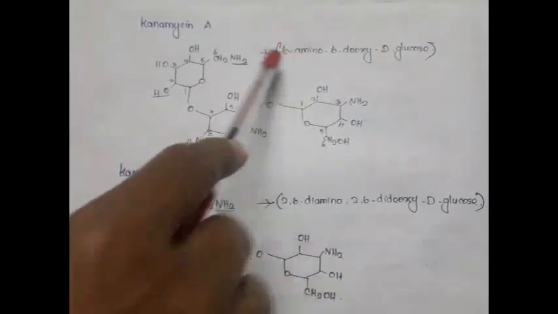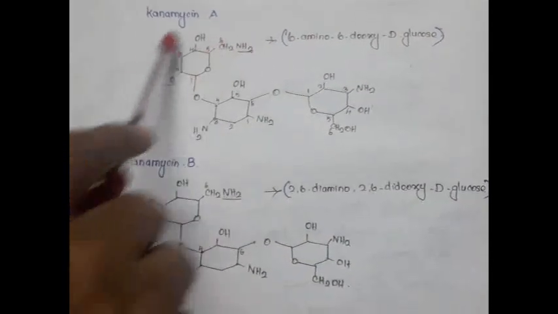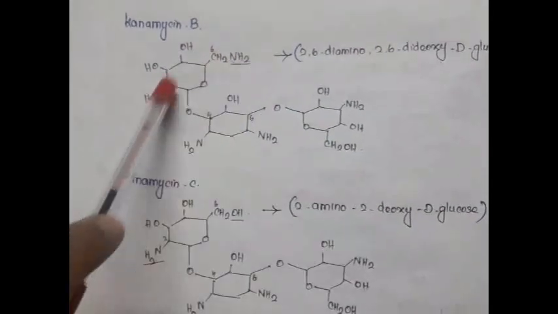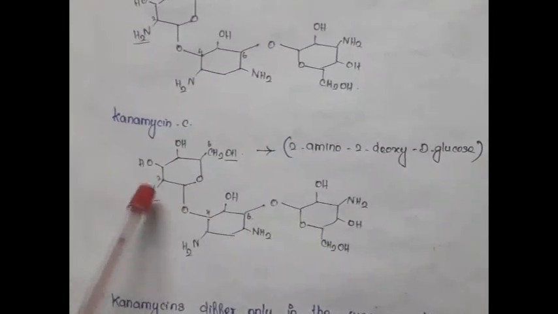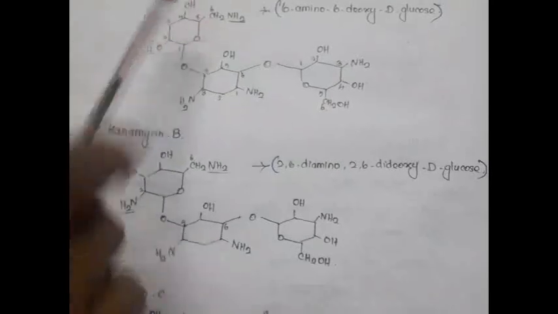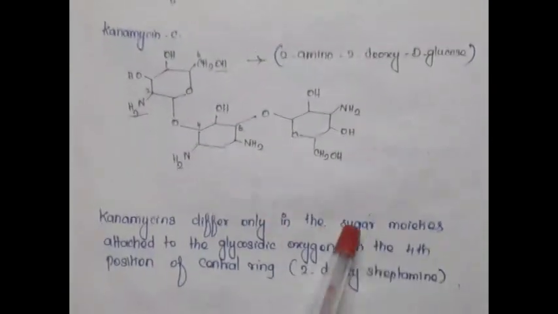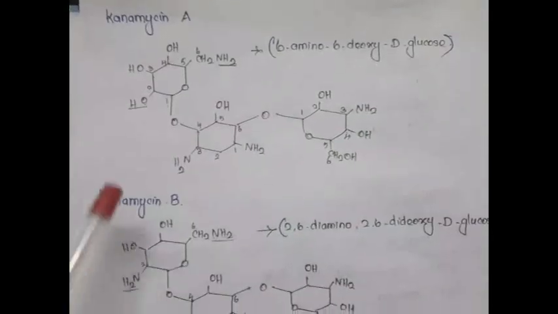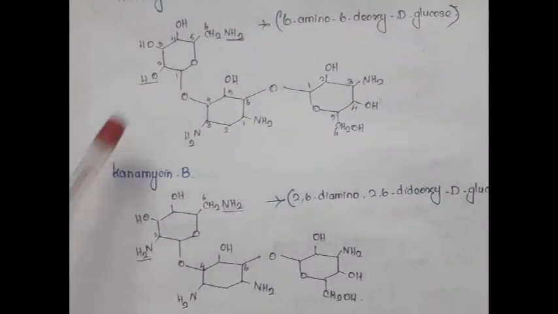So for Kanamycin A, ring 1 is 6-amino 6-deoxy D-glucose. For Kanamycin B, it is 2,6-diamino 2,6-dideoxy D-glucose. For Kanamycin C, it is 2-amino 2-deoxy D-glucose. Kanamycin A is otherwise called Kanamycin; if you say Kanamycin, that indicates only Kanamycin A. The Kanamycins differ only in the sugar moieties attached to the glycosidic oxygen on the fourth position. This is the fourth position of the central ring. What is the central ring here? 2-deoxystreptamine.